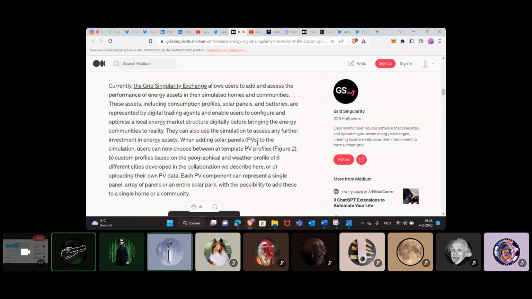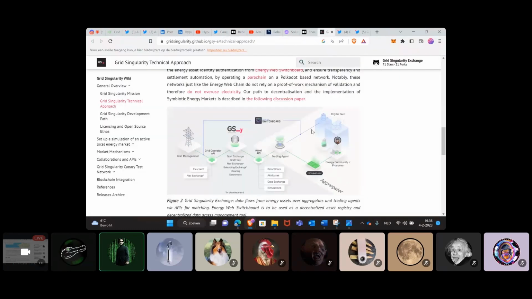But they are calling it AI agents who make the trades for the prosumers. Like a bot, something trading like a bot, agents. And on the website, they are calling it artificial intelligent agents. Yeah, they say AI agents there.